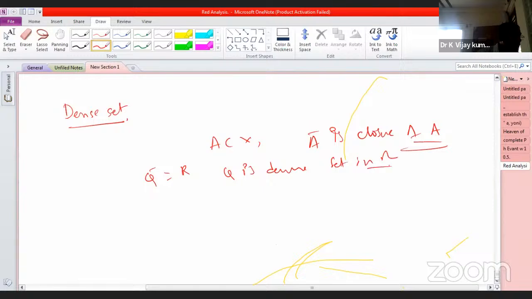This is the definition. Cantor set is most important; they will ask it in the examination.